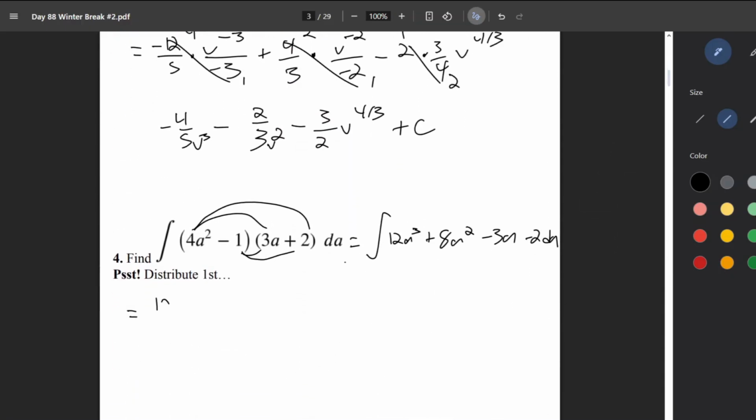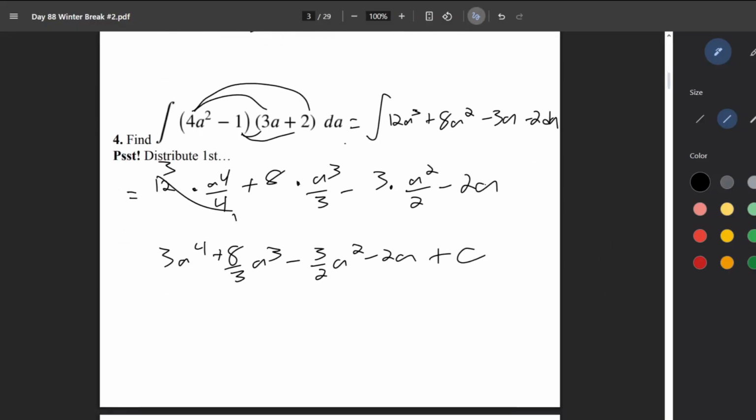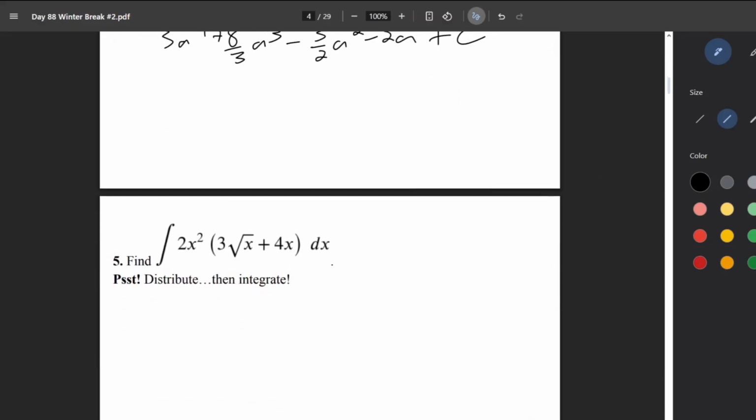So it would be 12 times a to the 4th over 4 plus 8 times a to the 3 over 3 minus 3 times a squared over 2 minus 2a. Simplify, we get 3a to the 4th plus 8/3 a cubed minus 3/2 a squared minus 2a plus c. So simple power rule. Okay, now this one I will rewrite and then distribute.